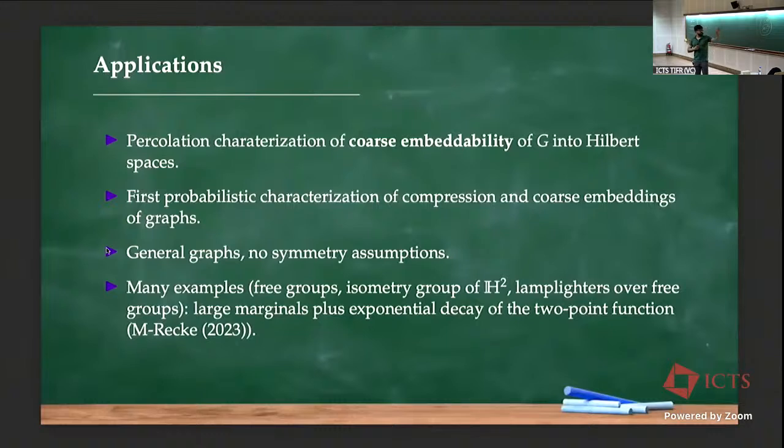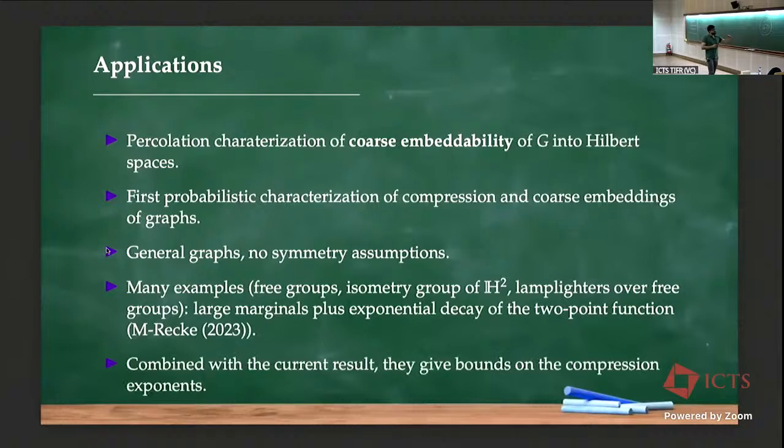Similar examples include the isometry group of the hyperbolic plane, the lamplighter, and free groups. For them, you have explicit bounds on the 2-point function. You can put the theorems that we have here together with the characterization, and you have explicit information on the compression exponent using percolation. So that gives you bounds on the compression exponent from the decay. That's all I wanted to say.